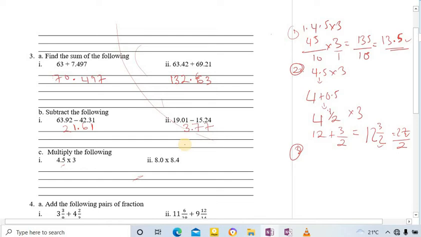Lastly, 4.5 times 3 means multiplications are repeated additions. I think this will occur to most of you. Multiplications are repeated additions. So I'm adding 4.5 three times: 4.5 plus 4.5 plus 4.5. So 5 plus 5 is 10 plus 5 is 15. 5, carry 1. 4 plus 4 is 8, 8 plus 4 is 12, 12 plus 1 is 13. So 13.5.